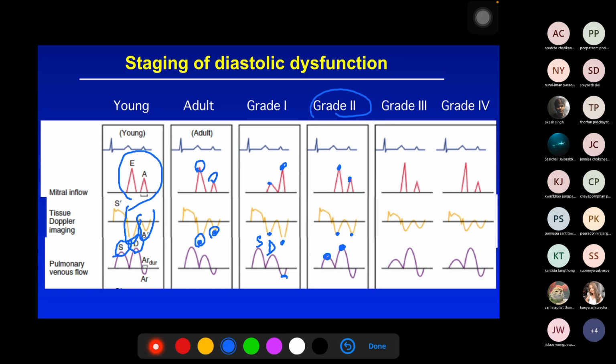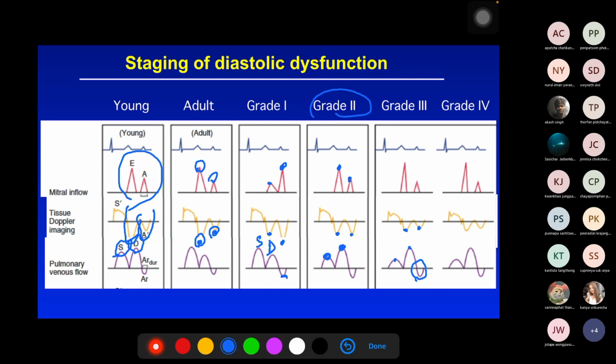In grade 3, you see the E over A ratio is over 1.5, and the tissue Doppler shows decreased both E prime and A prime. The pulmonary vein Doppler shows decreased S wave and increased D wave, so the S to D ratio is less than 1. And here you might see increased AR velocity, over 35 centimeters per second.